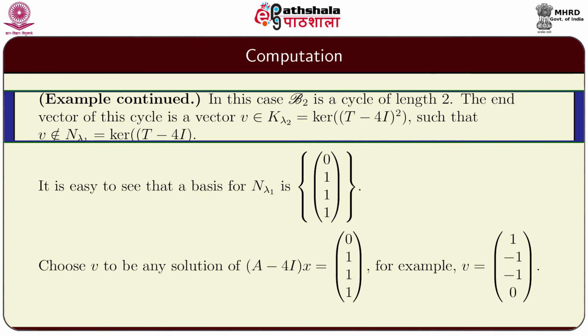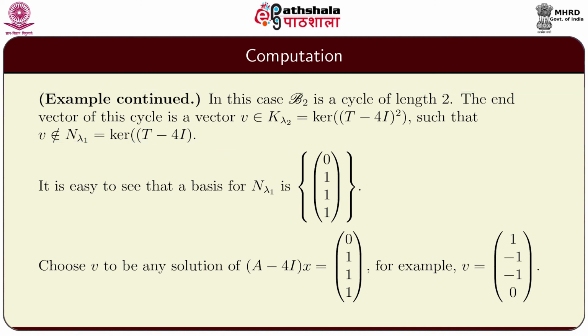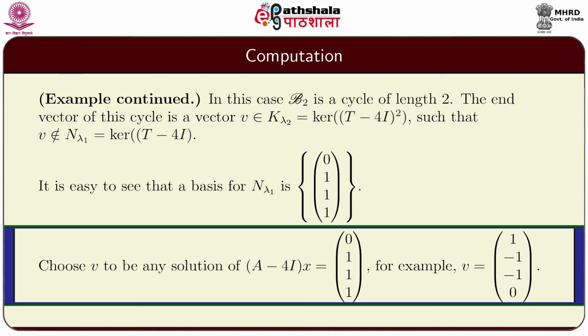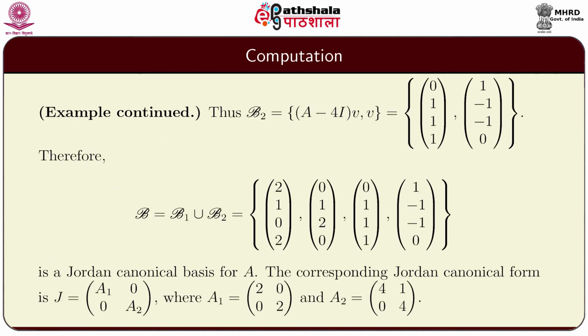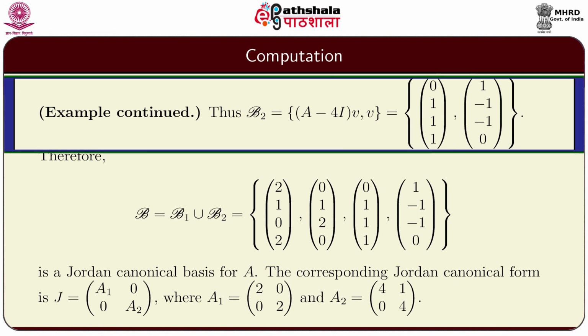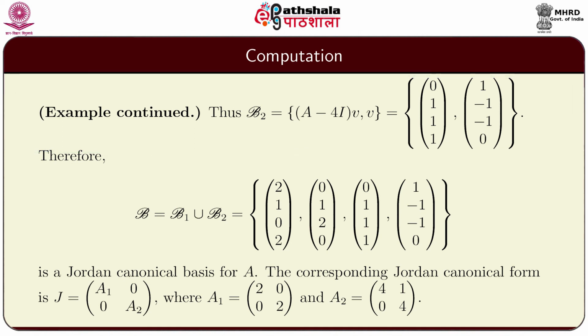The end vector of this cycle is a vector V in K lambda 2, which is the kernel of (T - 4I) squared, and we must satisfy the property that V is not in N lambda 1, that is the kernel of (T - 4I). Now, it is easy to see that a basis for N lambda 1 is this singleton {(0, 1, 1, 1)}. Now, choose V to be any solution of (A - 4I)x = (0, 1, 1, 1). For example, V = (1, -1, -1, 0) would do. Then B2 is {(A - 4I)V, V}, and that is this set consisting of the vectors (0, 1, 1, 1) and (1, -1, -1, 0).